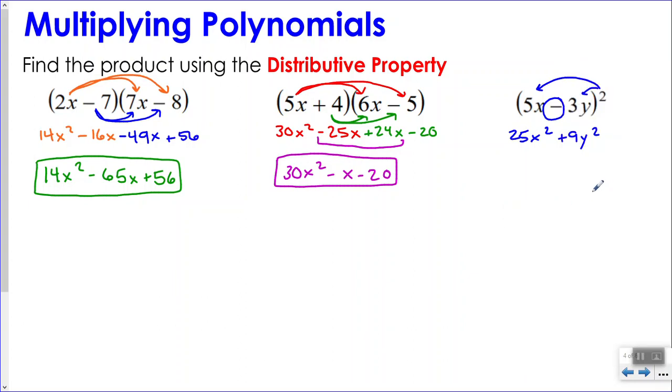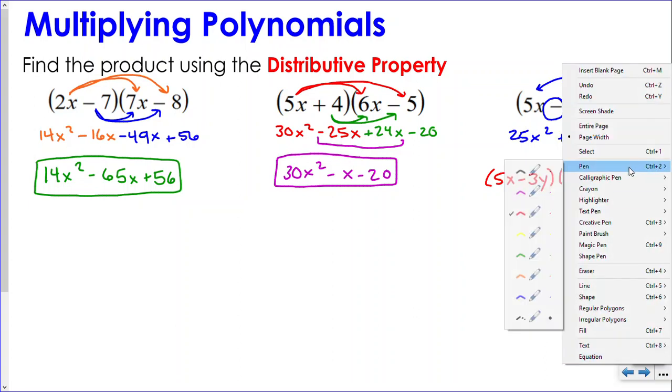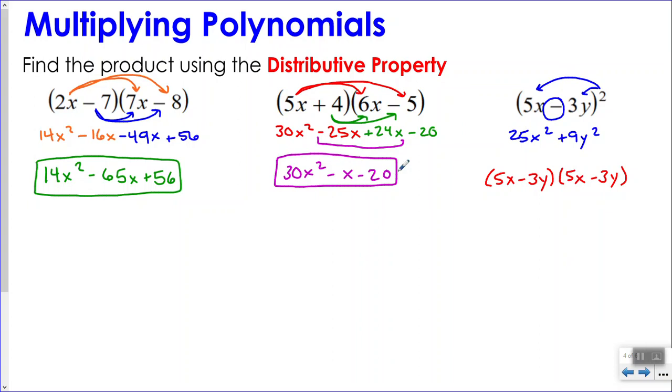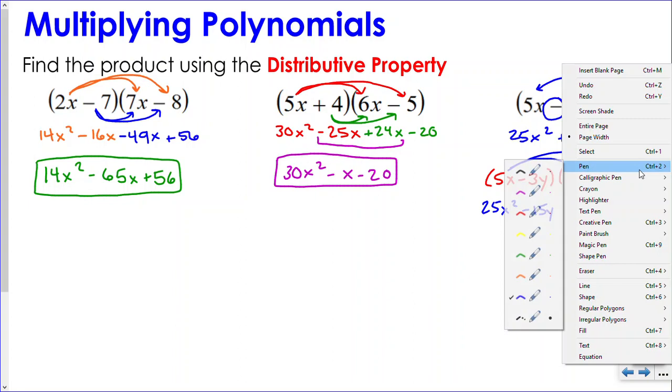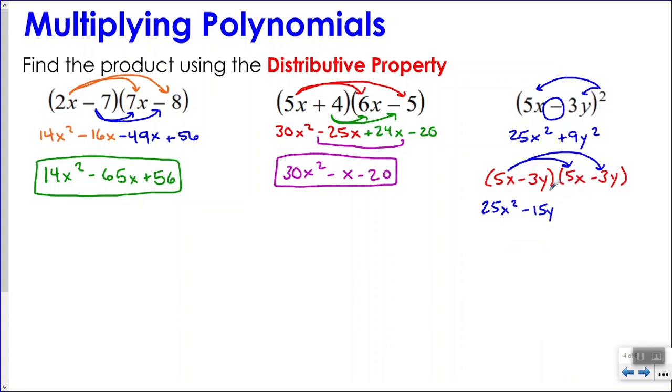As soon as I start to split up into multiple terms, we have to do a little bit of extra work. So think about when we square something, we multiply it by itself. So I'm actually going to rewrite this as 5x minus 3y times 5x minus 3y. And now I'm going to use my distributive property like we've been doing to see if we get the same thing. So we have 5x times 5x, which gives me that 25x squared, which we had, so we know we're good. But we also have to take 5x and multiply it by negative 3y. So now I have negative 15xy. So I'm doing okay.